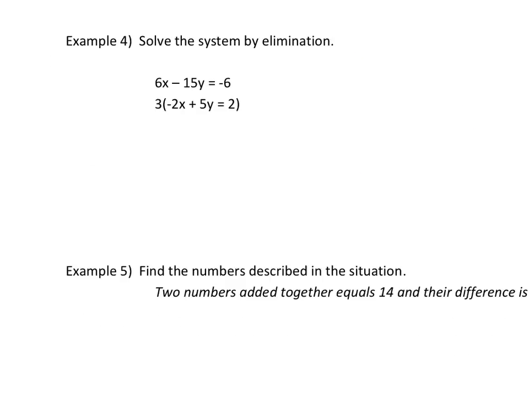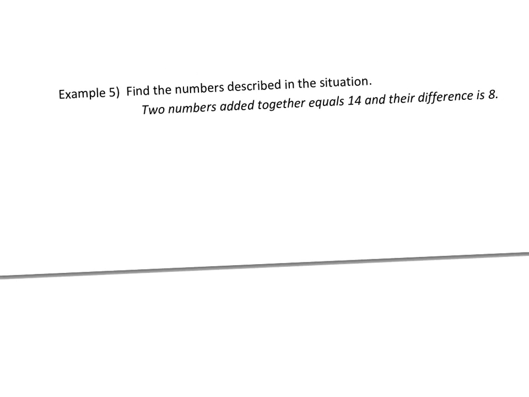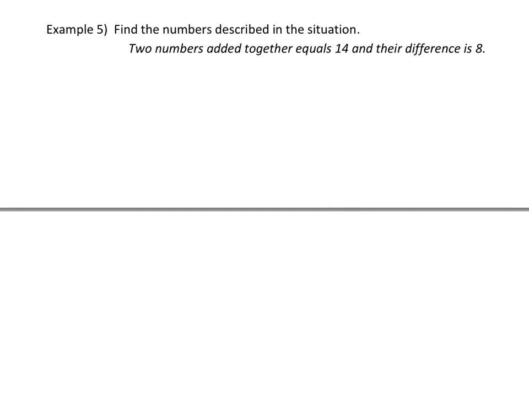If we go to our last question, find the numbers described in the situation. Here we have to come up with our equations on our own, like we did in our last lesson. Here we have a description that says two numbers when added together equals 14. Now I'm going to arbitrarily say x and y. So if I add x and y, their sum is equal to 14.